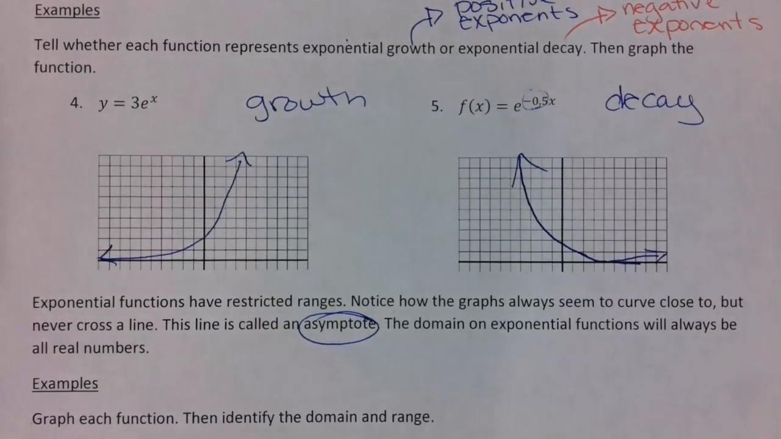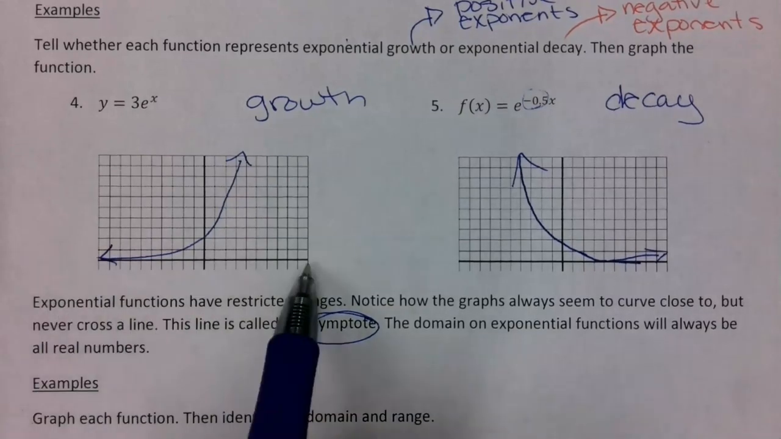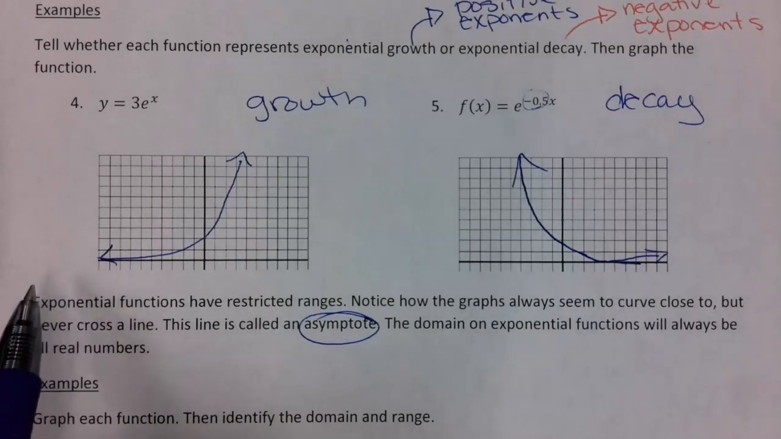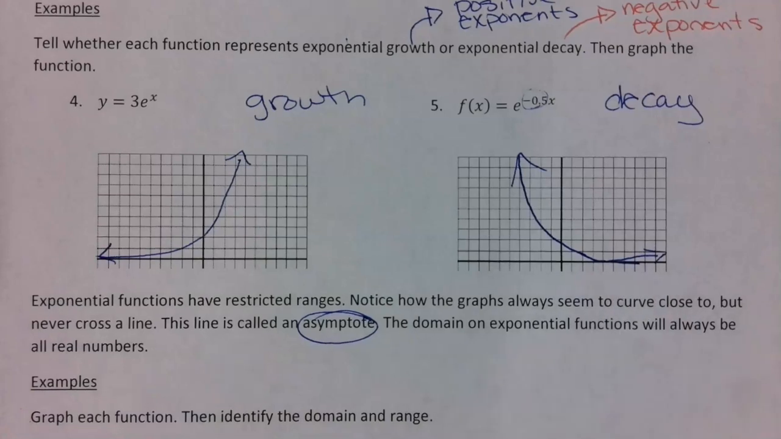An asymptote is a line it gets really close to but never crosses. So right here, it's getting really close to the line y equals 0. It's never going to cross it. It's just going to get really close. And then this one too, but I didn't draw it as nicely. Okay? So domain is still all real numbers because I can plug in positive and negative numbers for exponents.